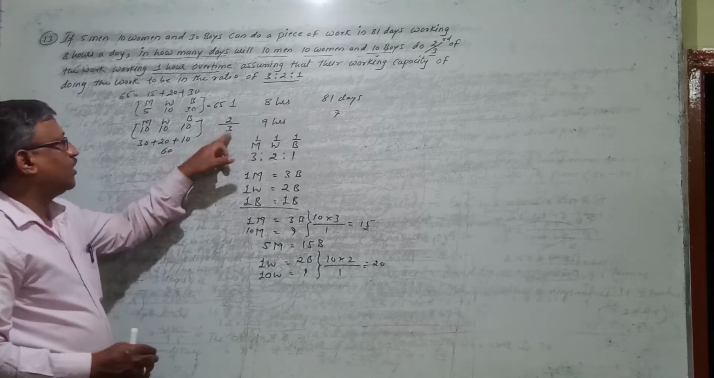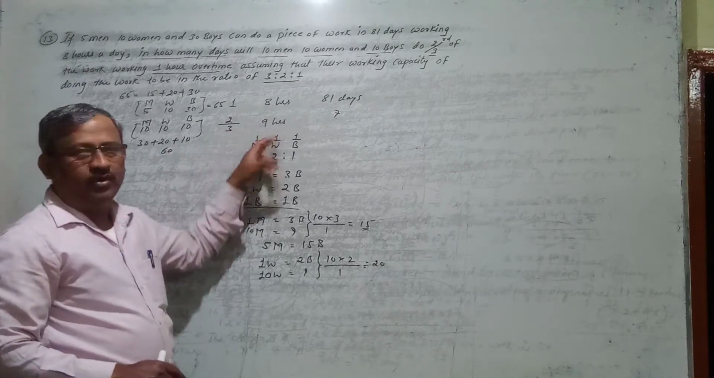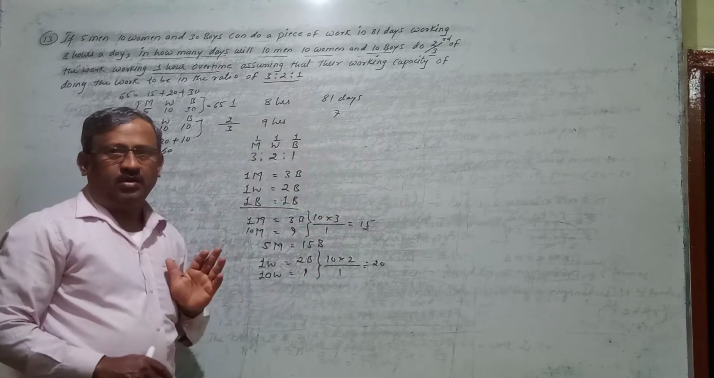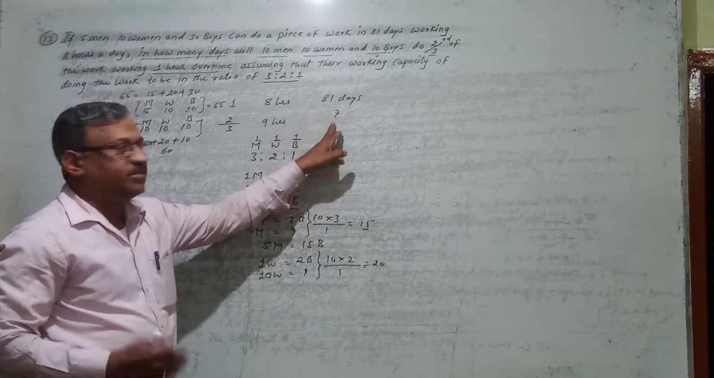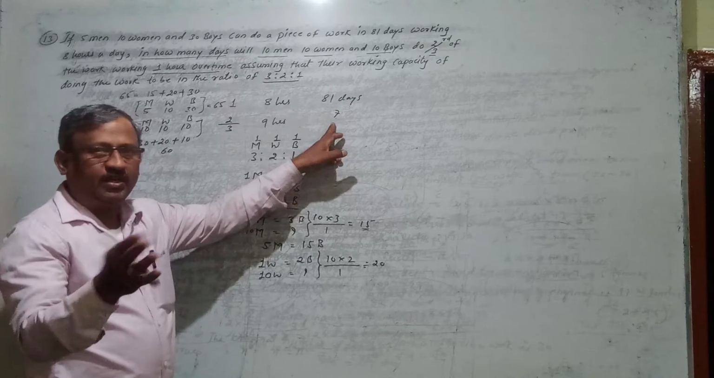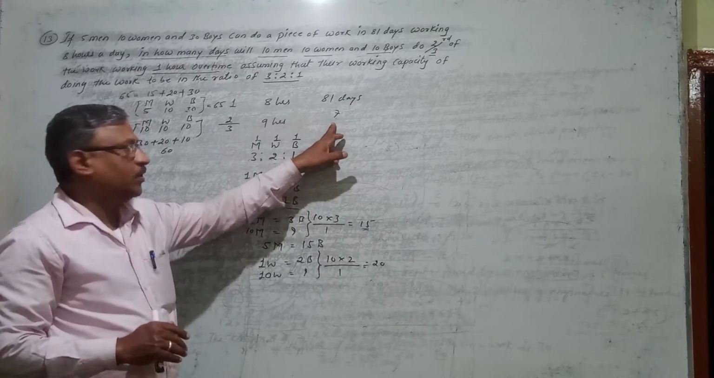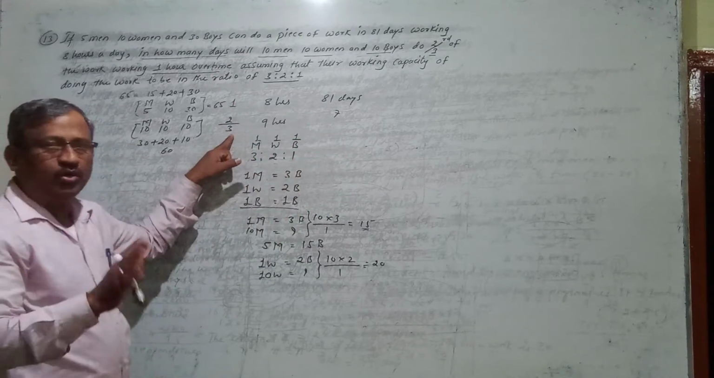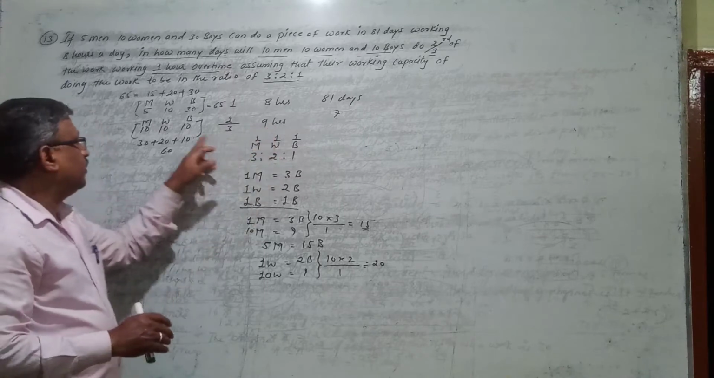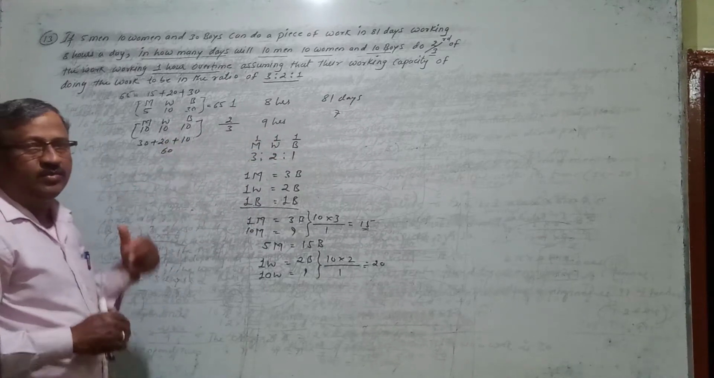So in place of 10 men, 10 women and 10 boys, if you put 60 boys, so 60 boys can do that 2/3 work, working 9 hours, in those days. What will be the number of days required? So in those days they can complete 2/3 of the work, working 9 hours. Means here the capacity of both the groups has become same now.